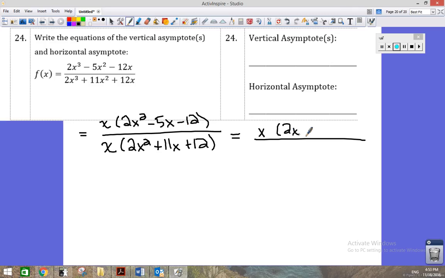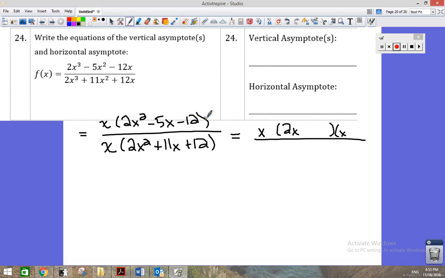The 2x times x will give me 2x squared. Now, negative 12 has several different possibilities, and the middle term is also negative. So I could have negative 12 and positive 1. I could have negative 6 and positive 2, or negative 4 and positive 3. So which do we want?